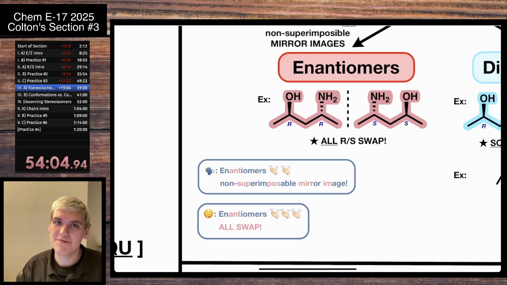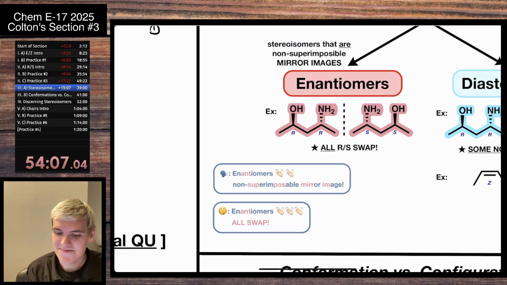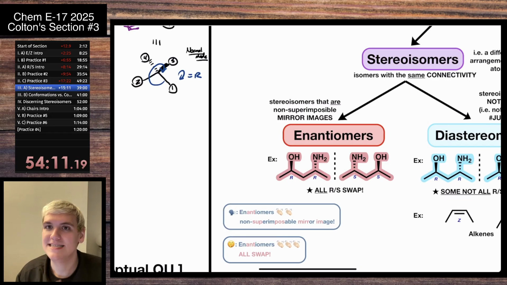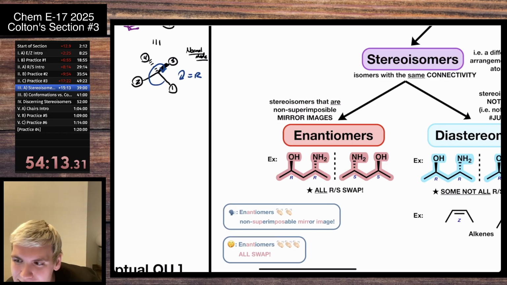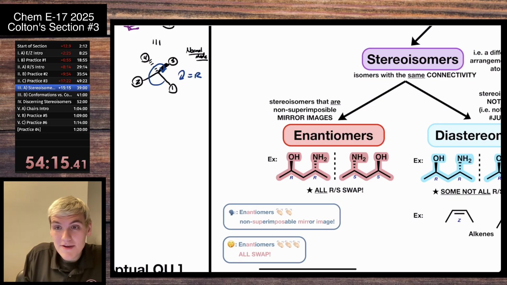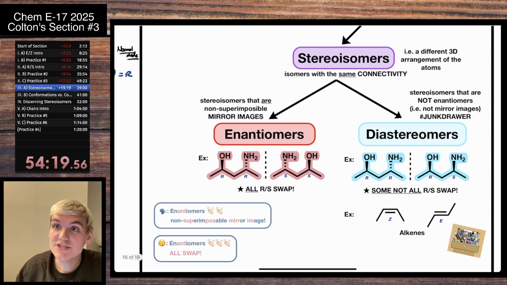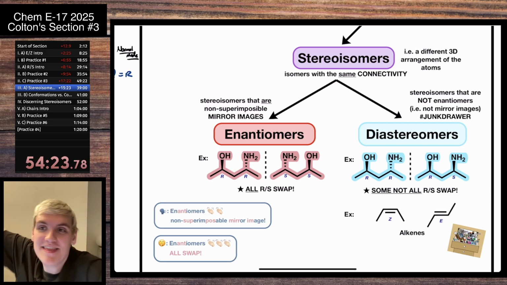So those are 2 ways of drawing enantiomers, and we'll get some practice with actually drawing these in a minute. But that is our good definition for a type of stereoisomer. The other type of stereoisomer is called the diastereomers, and it is what I affectionately call the junk drawer. It is just everything else.